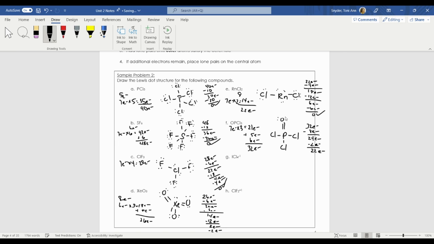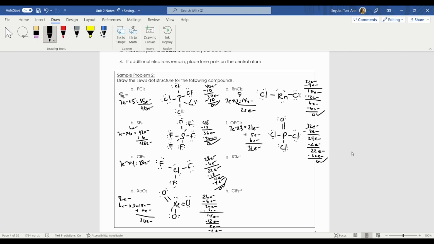1, 2, 3, 4, 5, 6, 7, 8, 9, 10, 11, 12, 13, 14, 15, 16, 17, 18, 19, 20, 21, 22. There is our complete Lewis dot structure for OPCl3.